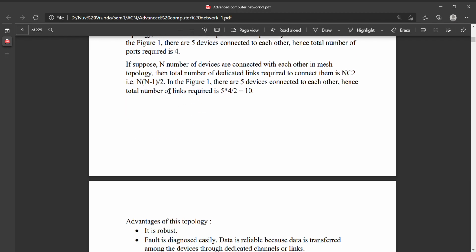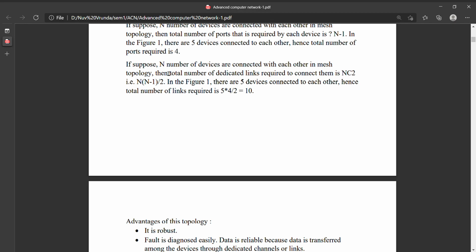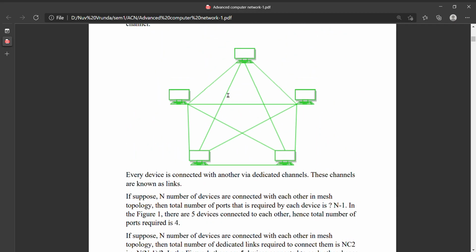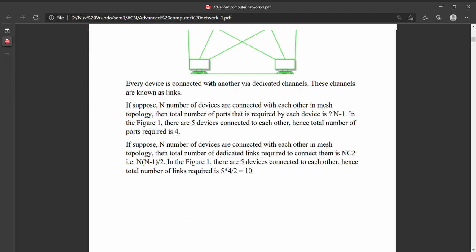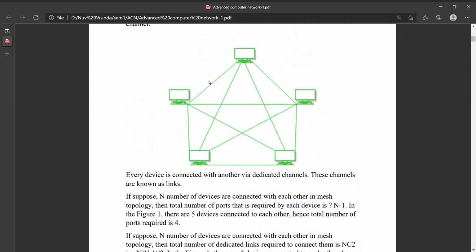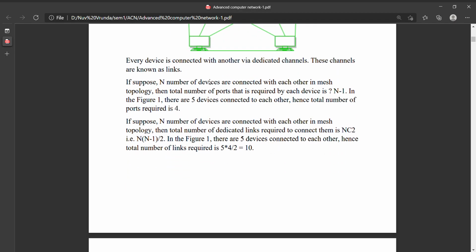Okay, and if n devices are connected with each other in mesh topology, then the total number of edges is n into n minus 1 divided by 2. As we saw in the figure, here 5 devices are available, so the number of edges, or in terms of wires, is 5 into 4 divided by 2. So 10 wires or 10 edges are available. In logical terms, we say edges. So here we say 10 edges are connected.